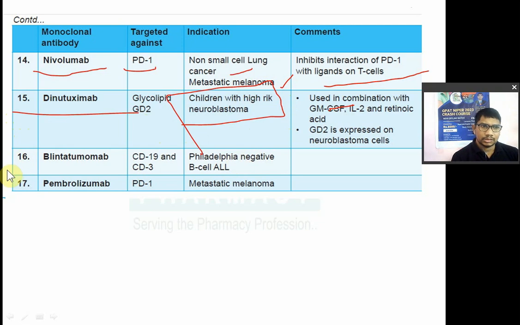Next is blinatumomab against CD19 and CD3 cell. So Philadelphia negative B cell acute lymphoid leukemia. Pembrolizumab, monoclonal antibody against PD-1, metastatic melanoma. That is the use.